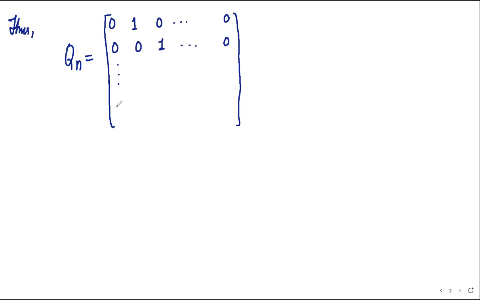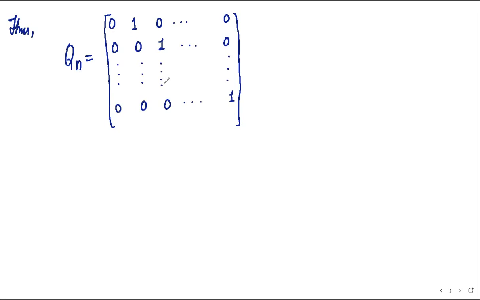So let's consider the row number n minus 1. Here, this will be 0, this entry n minus 1, 1. Similarly, here we will have 0, then 0, and so on. And the last entry in this row will be equal to 1.